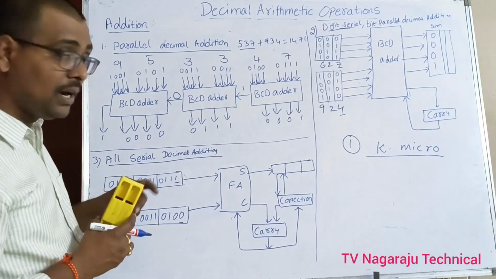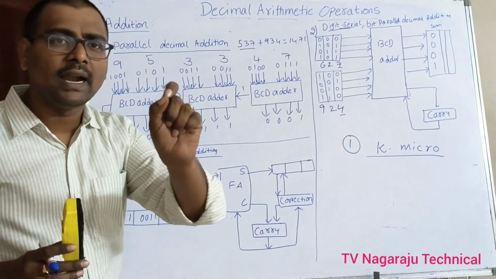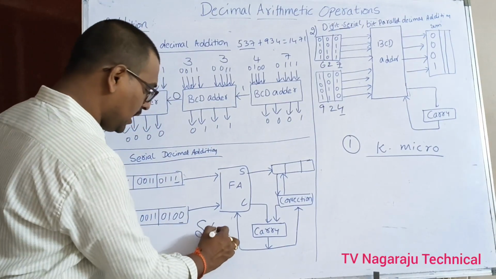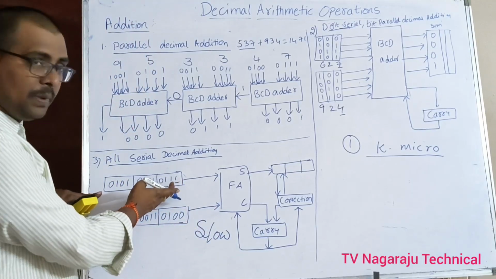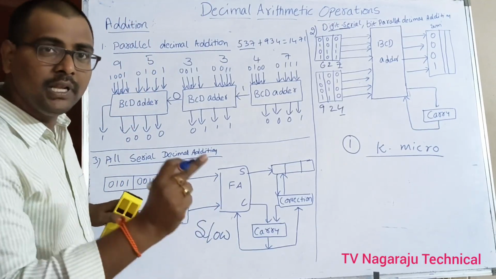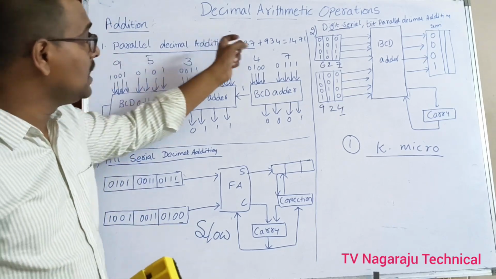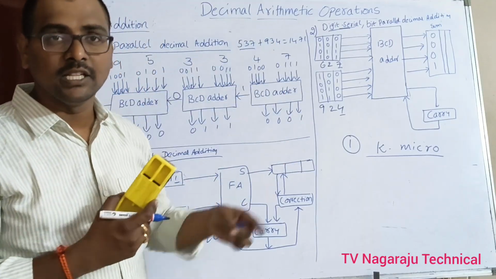What is the advantage? Less hardware, only one full adder is sufficient. But the main disadvantage is it is very slow. Why? Here how many bits? 12 bits. Each and every bit is executed serially. So this is very slow. These are the different ways of doing addition in decimal.